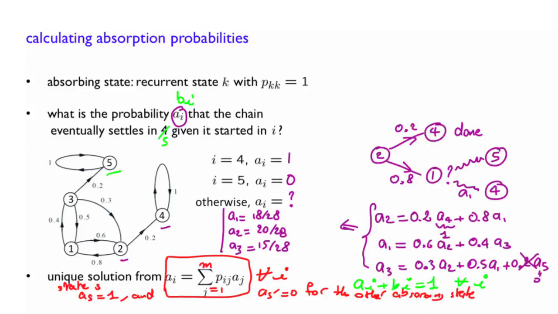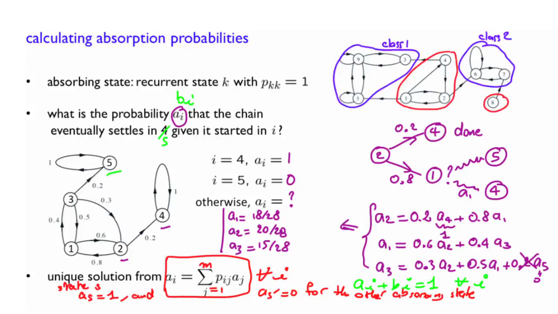Now, going back to the question that we posed at the end of the review on steady-state behavior, we had this diagram and we wanted to know which recurrent class this chain would end up in if it started in one of these transient states. Well, we can now answer this question.